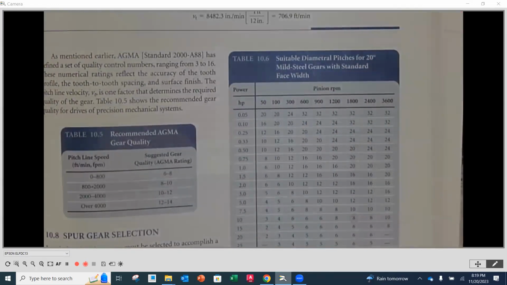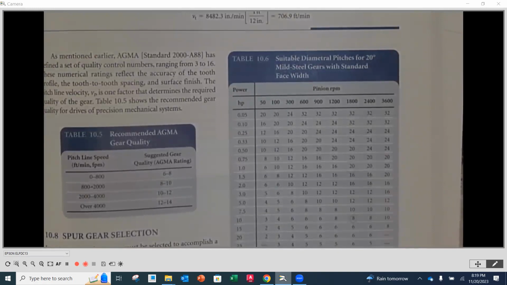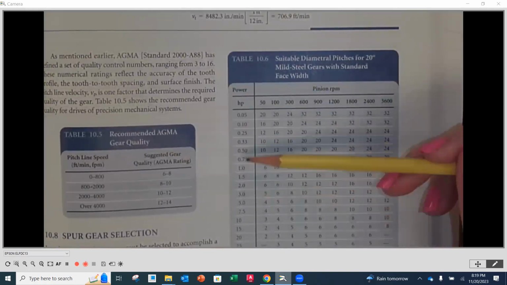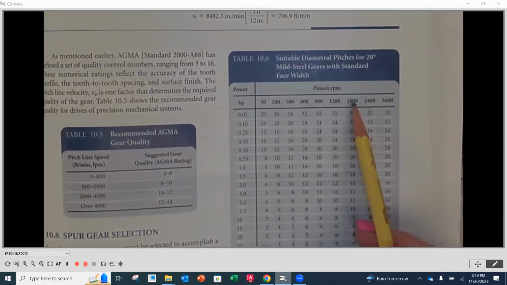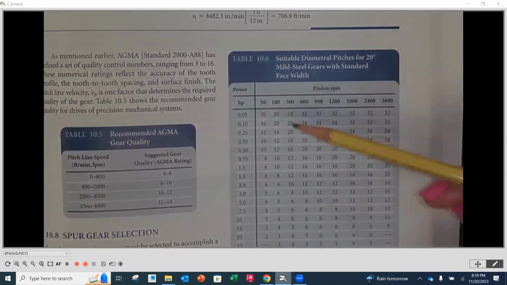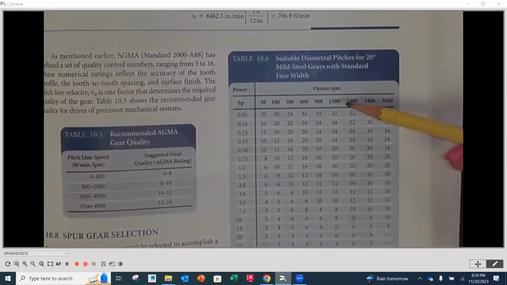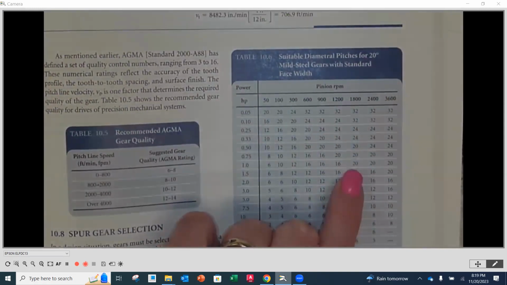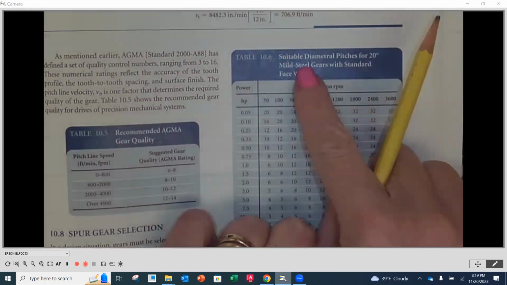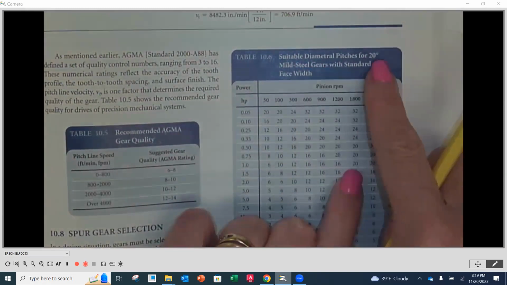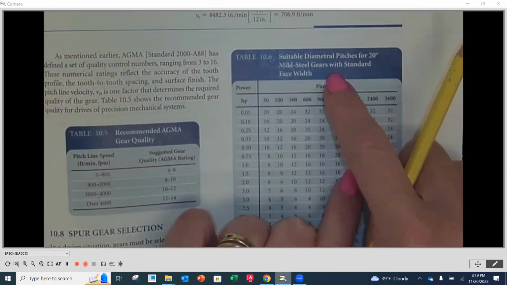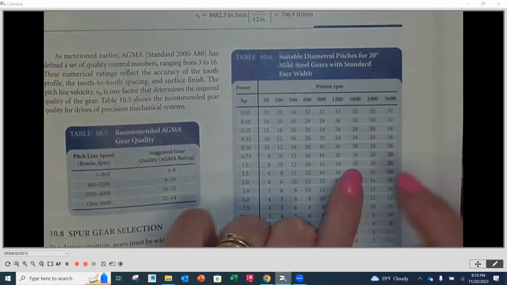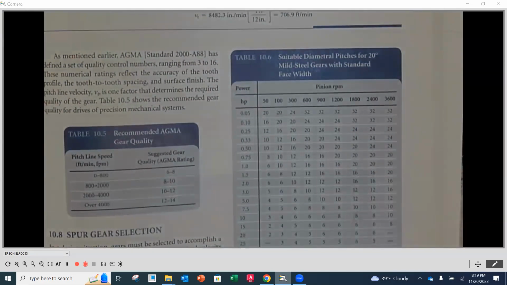uses the pinion RPM. Worst case scenario is always your faster rotating gear, which is going to be your pinion. And then you want to know how much horsepower am I pushing through there? So you want to line up your pinion speed to however much horsepower you have. So if I have 1800 and I have 1 horsepower, I bring those together. That means that I'm going to start with a suitable diametral pitch for a 20-degree mild steel gear. So this is a mild steel gear material on my gear. I'm going to start with a diametral pitch of 20.